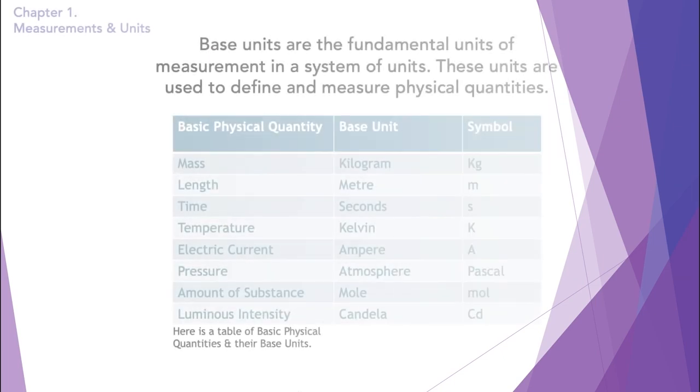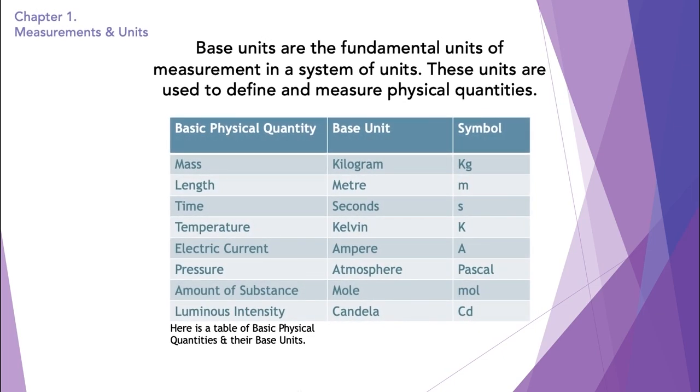So here we have a table of some basic physical quantities and their base units. Base units are the fundamental units of measurement in a system of units. These units are used to define and measure physical quantities. So there are total 7 base units, which I have all written down over here in this table. First we have mass, which has a base unit kilogram. The symbol of this unit is kg.